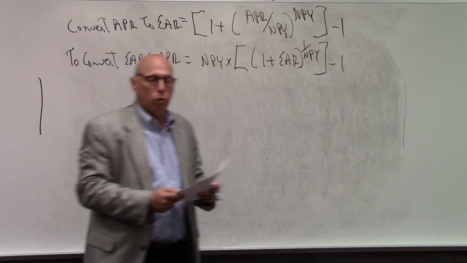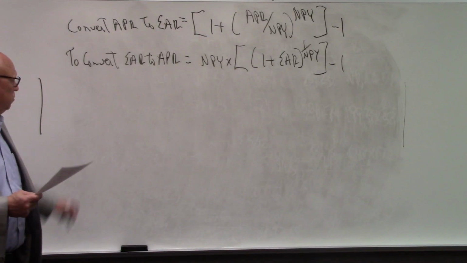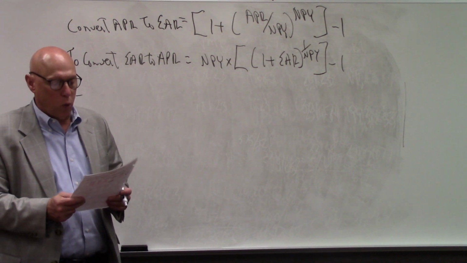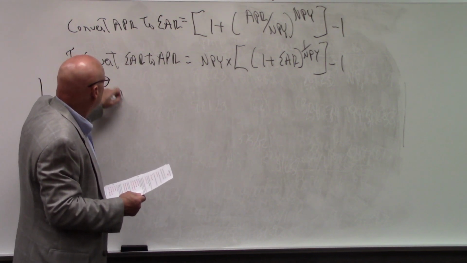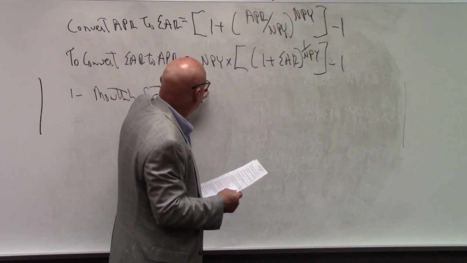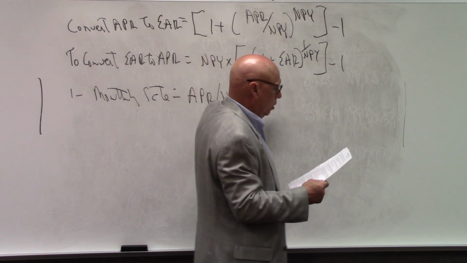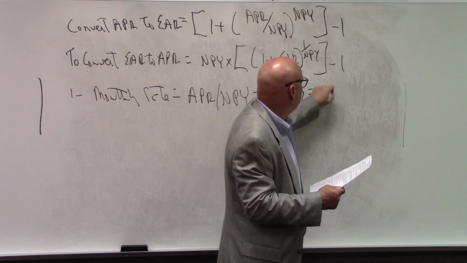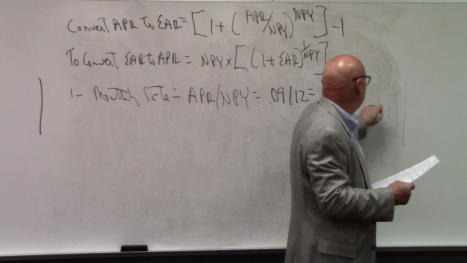All right. With that, let us answer some questions. Question 1. A bank quotes an APR of 9% on a loan. What is the monthly rate on the loan? So the monthly rate equals the annual rate divided by the number of periods per year, which is 0.09 divided by 12, which is 0.0075 times 100 equals 0.75%.